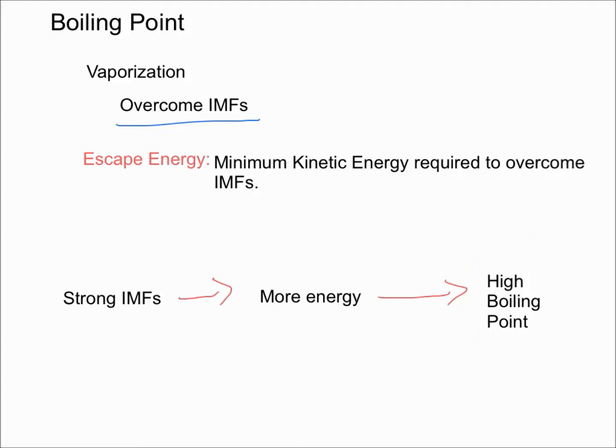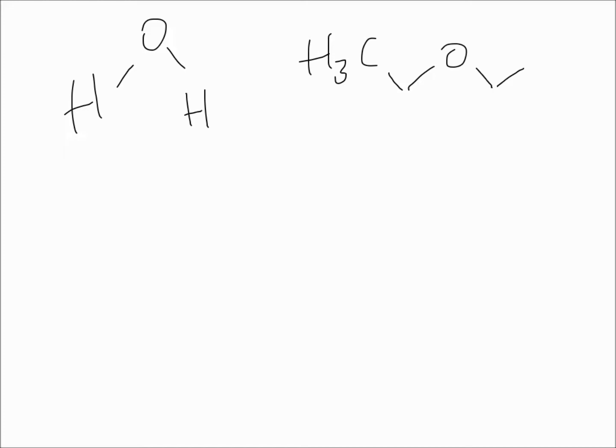Now let's try some problems to understand this better. Let's say we have water, H2O, and we have diethyl ether. That is H3C, then we have a carbon here, oxygen, carbon, CH3. This is the same as just writing a C here. I'll just write it, it's the same.